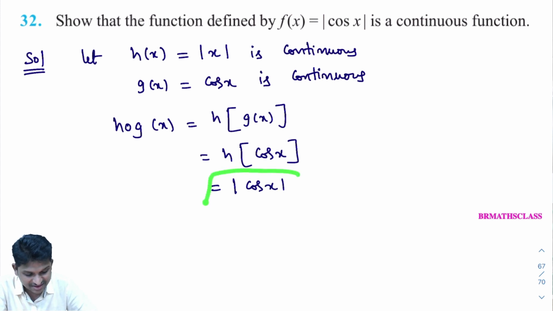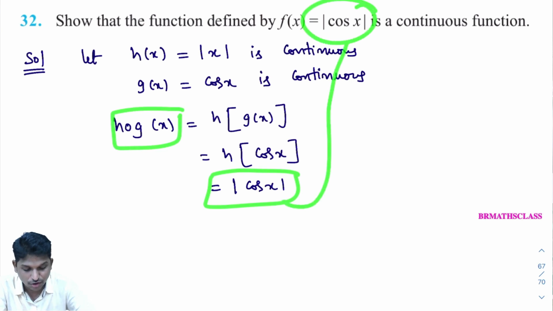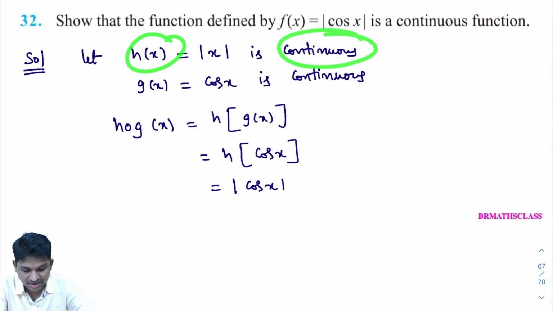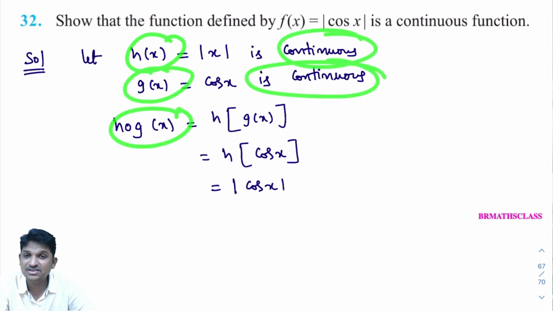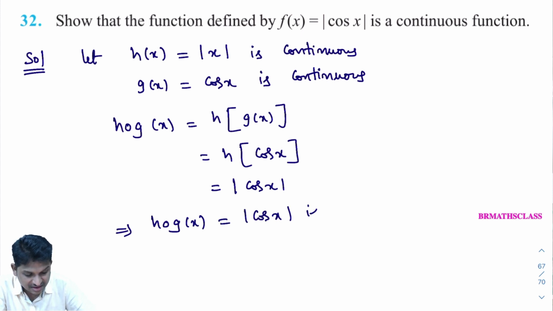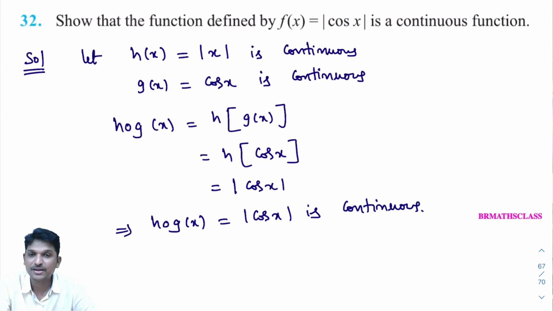Luckily we got it very easily for these two. Look here. We are looking for mod of cos x only. We got it. So what do you know here? H of x is continuous. G of x is continuous. So from the theorem we know that h circle g is also continuous. What is h circle g here? Modulus of cos x. That implies h circle g of x, that is modulus of cos x, is continuous. I hope you understand.